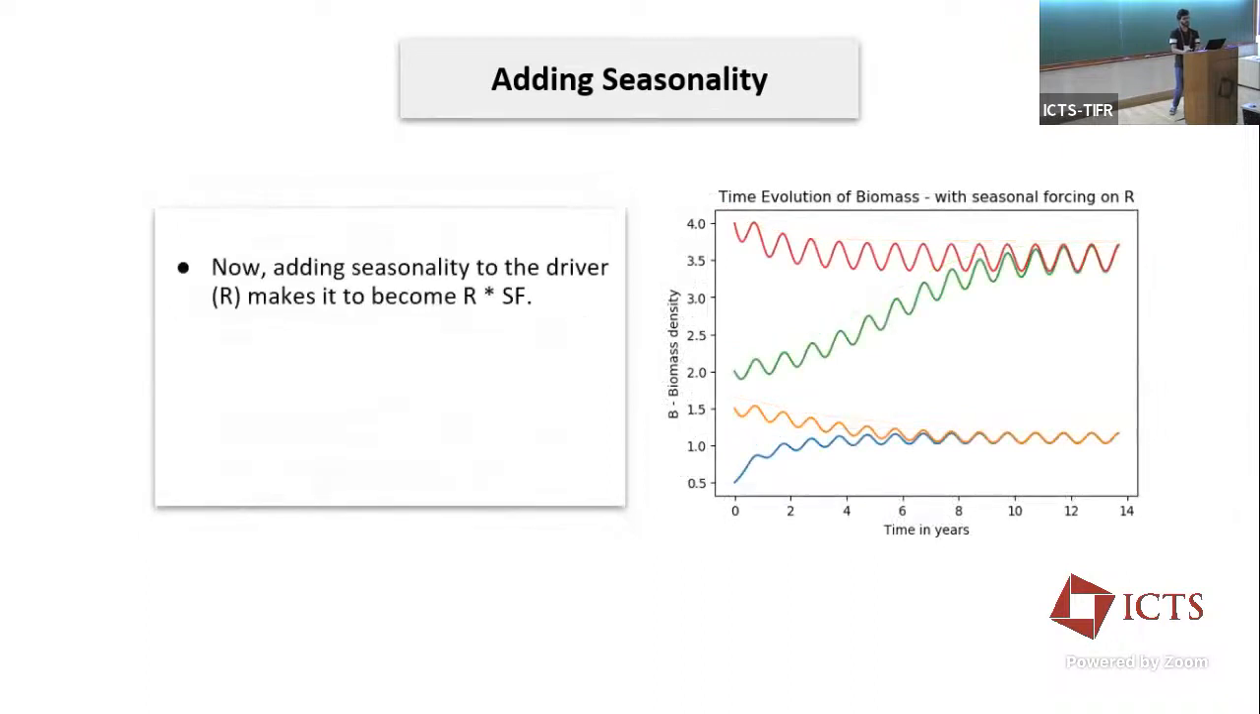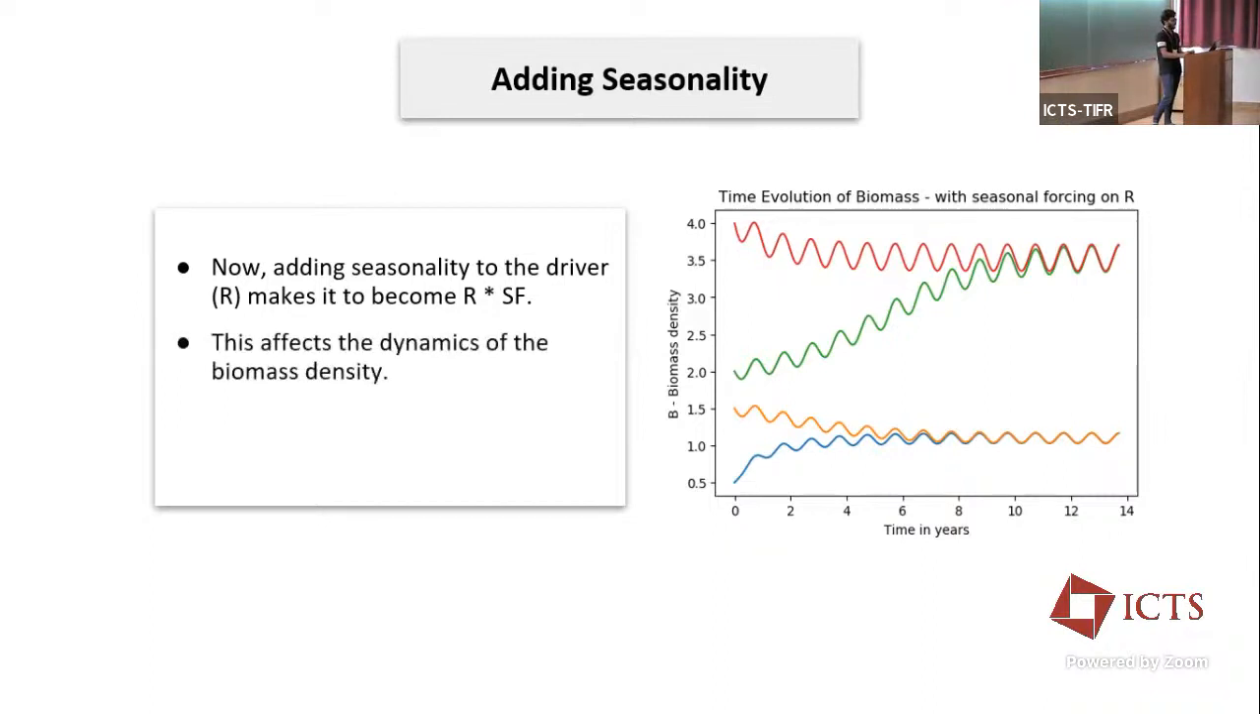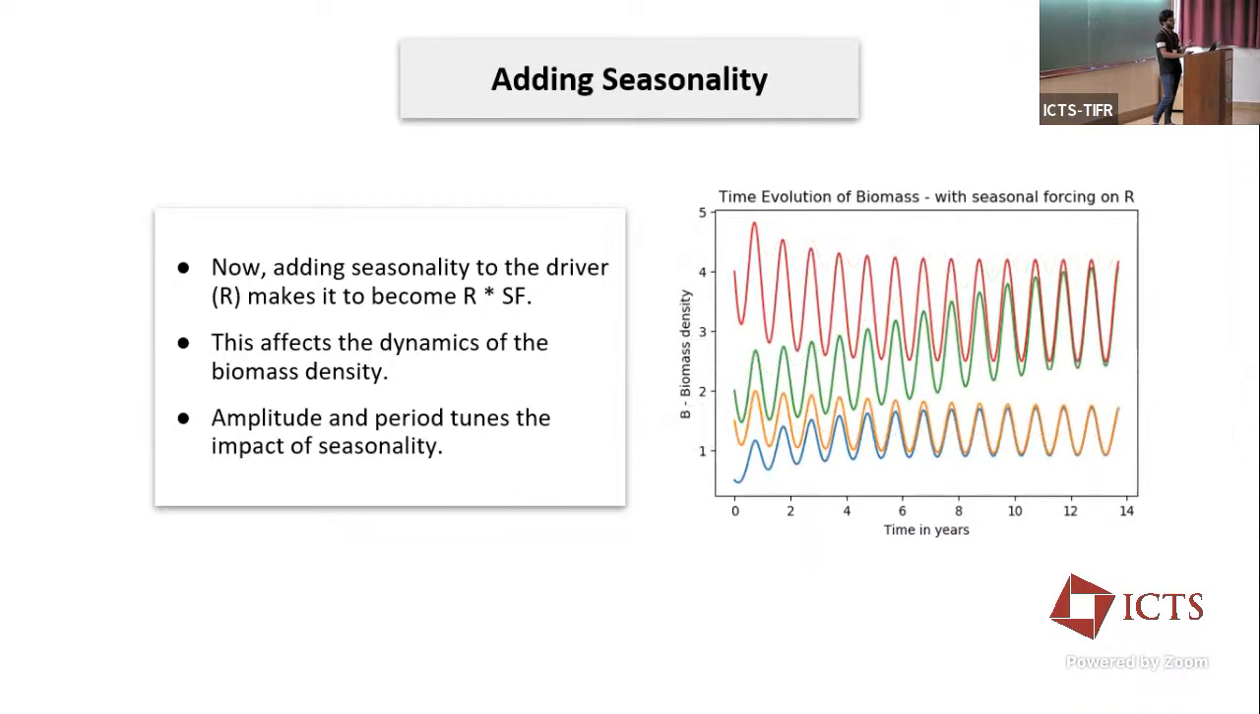So you can clearly see here when I change the driver R to be seasonal, it changes the dynamics of the system, and it affects the time series of the biomass density. And when I alter the amplitude of the seasonal forcing, you can see it has a clear effect on the dynamics of the system. And a similar effect can be found when I change the period of the seasonal forcing as well, which manipulates the time it takes for each oscillation to occur.